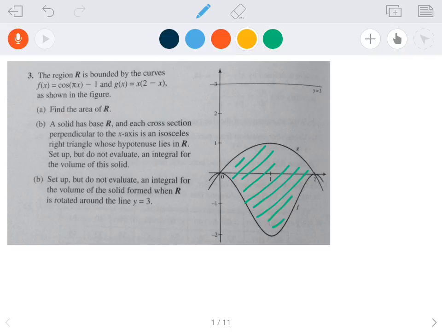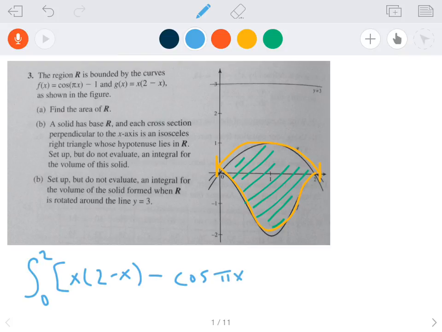All I have to do is take my top function minus the bottom function and integrate from the left endpoint to the right endpoint. Let's set it up. This is the integral from 0 to 2 of the top function, which is x times (2 minus x), minus the bottom function, which is the cosine of pi x, minus 1. I'm going to distribute that negative and make it plus 1, dx.